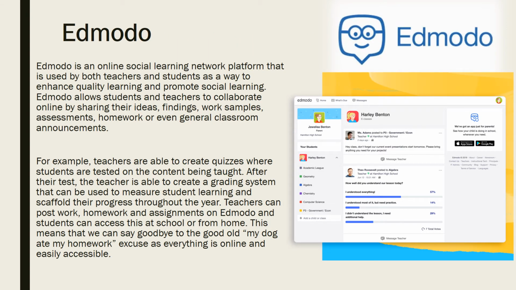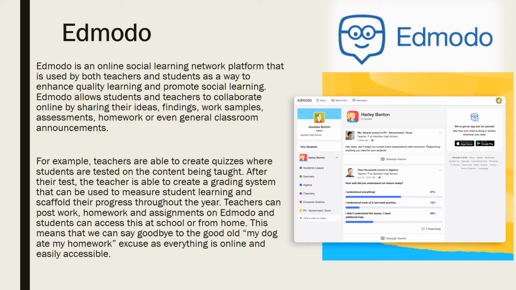Edmodo is an online social learning network platform that is used by both teachers and students as a way to enhance quality learning and promote social learning. Edmodo allows students and teachers to collaborate online by sharing their ideas, findings, work samples, assessments, homework, or even general classroom announcements. The platform is free and also allows for parents to be involved.